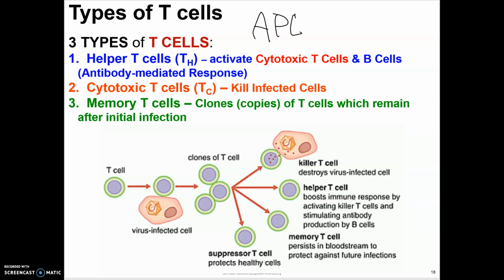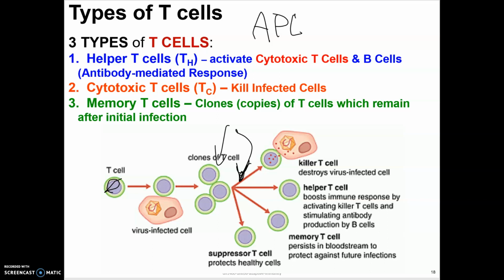The first thing that's going to happen is when a T cell comes in contact with an APC, it's going to clone itself. You'll see here we've got our T cell, and it comes in contact with a virus infected cell. From there it clones itself and starts to make copies. Here are all of our clones of that T cell which has come in contact with the virus. From this process right here, we're going to have differentiation. These red arrows represent a process called clonal selection.